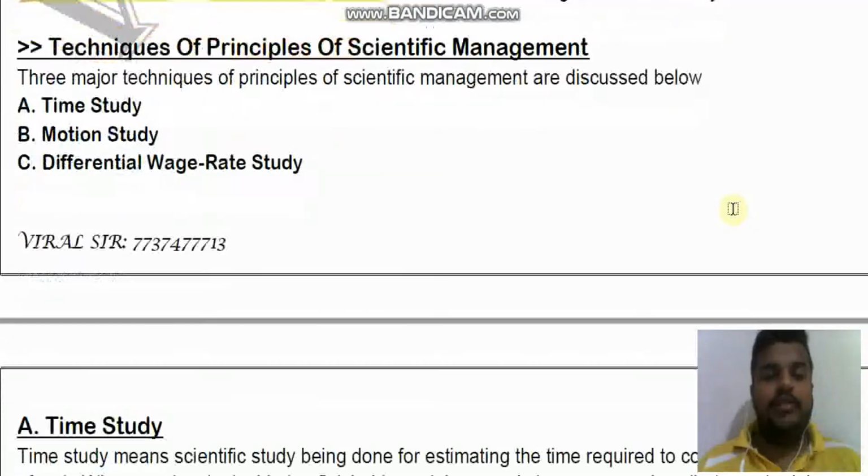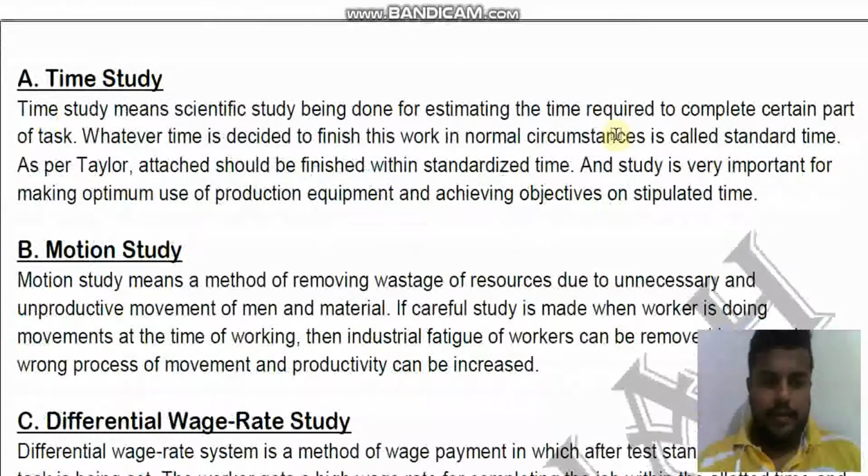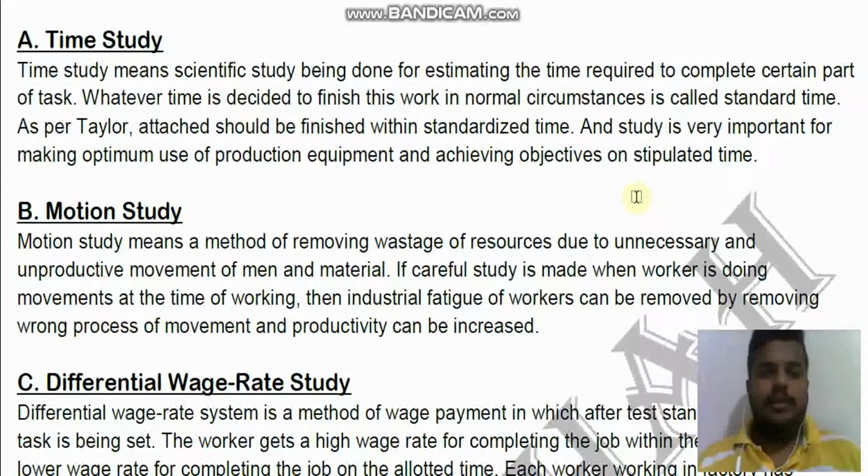Then comes the techniques of scientific management. There were 3 techniques: time study, motion study and differential wage rate study. First we'll see the time study. Now what is time study? Time study means a scientific study done for estimating the time required to complete a certain part of a task. Whatever time is decided to finish this work in normal circumstances is called standard time. As per Taylor, a task should be finished within standardized time, and the study is very important for making optimum use of production equipment and achieving objectives in stipulated time.